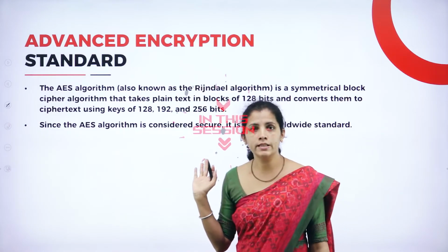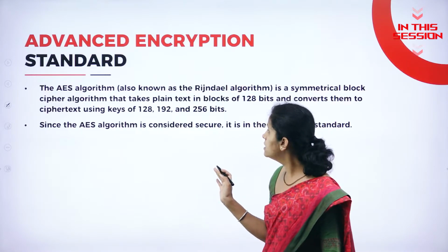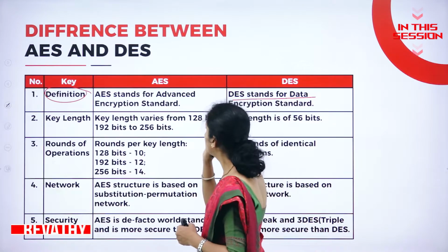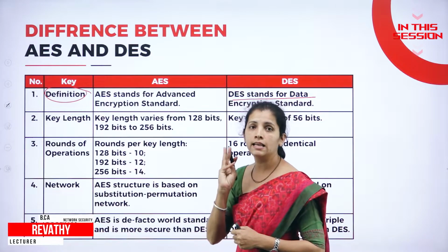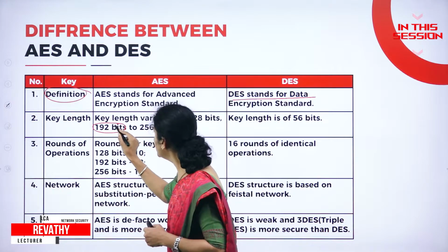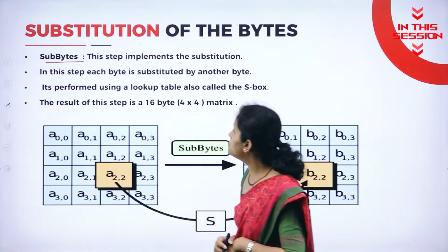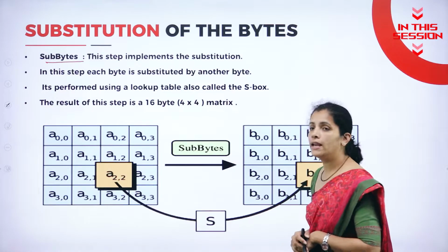AES. So what is AES? That's nothing but Advanced Encryption Standard. In AES, I'm going to have 3 key lengths, that is 128 bit, 192 bit and 256 bits. In this step, each byte is substituted by another byte.